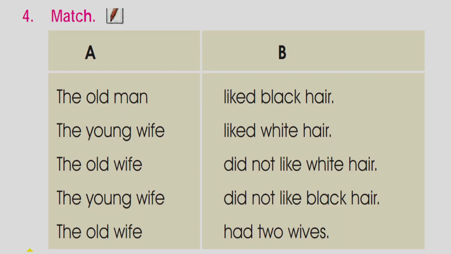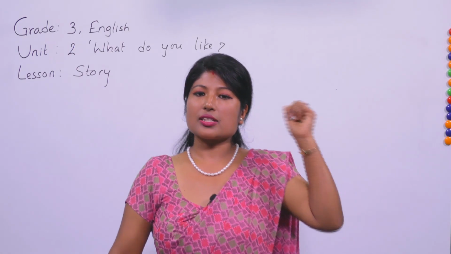Next exercise is matching. Do you like matching exercises? I like it very much because all questions and answers are in different columns, and what you need to do is just match them with lines. So what is here? The old man, the young wife, the old wife, the young wife, the old wife, and in the answer column, liked the black hair, liked white hair, did not like white hair, did not like black hair, had two wives. So let's match.